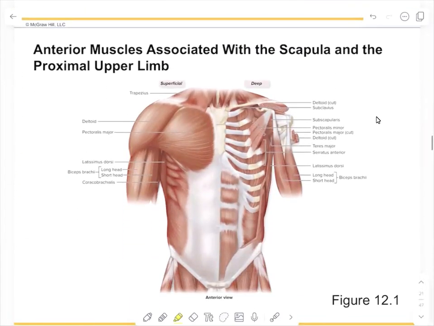So on this slide here, we can see the anterior muscles associated with the scapula and the proximal upper limb. So notice the top of the trapezius, deltoid, pectoralis major, biceps brachii, latissimus dorsi. And on the right-hand side, we can see the biceps brachii, latissimus dorsi, serratus anterior, teres major.